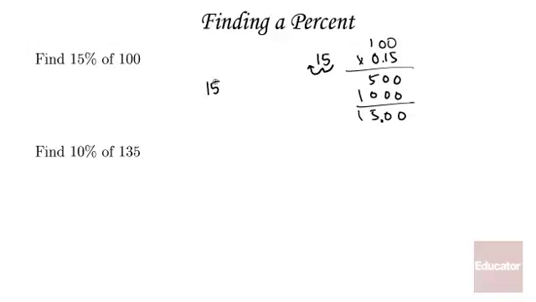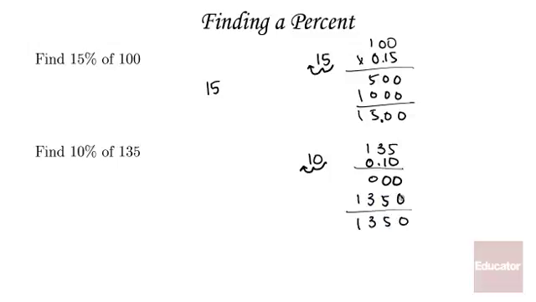10% of 135. Let's take 10% and change it into a decimal. So it's 0.10. We're going to multiply that with 135. We have 0, come across zeros, and then 0 to hold the place, and then 5, 3, and 1. And 0, 5, 3, and 1 with 2 places. So 10% of 135 is 13.50.